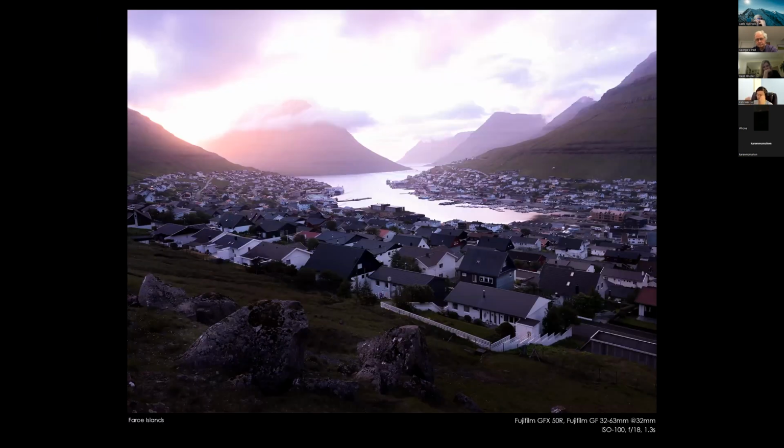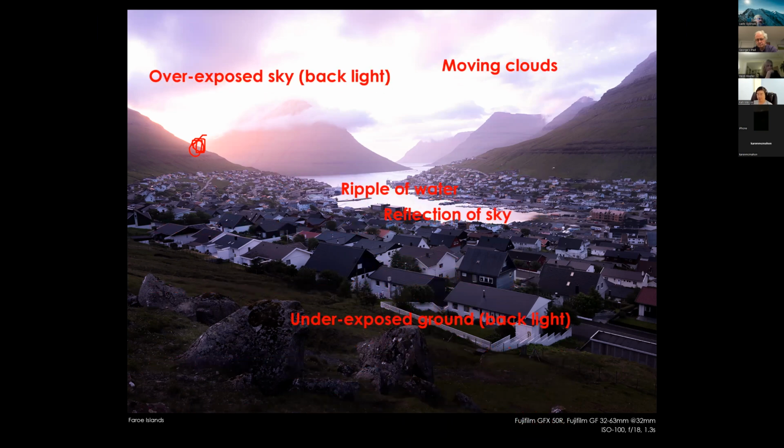And again, in this image here, the sun is right here. The sun is setting here, right here. So we are shooting backlighting. So what's the problem here? The overexposed sky, because of backlighting, the sun is here, and the underexposed ground. So we use the GND filter to fix the contrast. Moving cloud, there are tons of cloud in the sky, and the ripple in the water, the reflection of the sky in the water here.